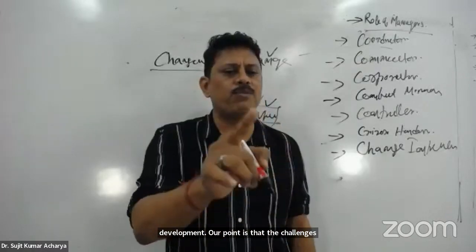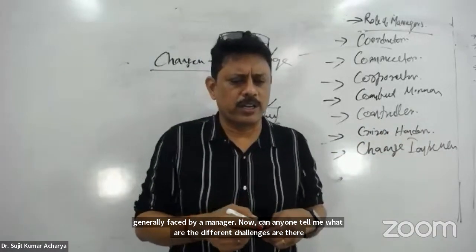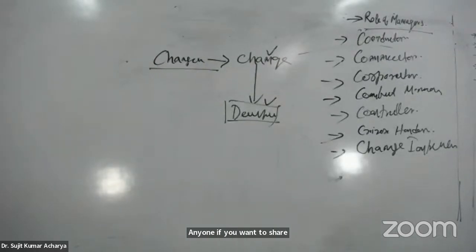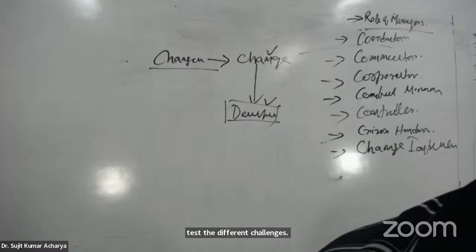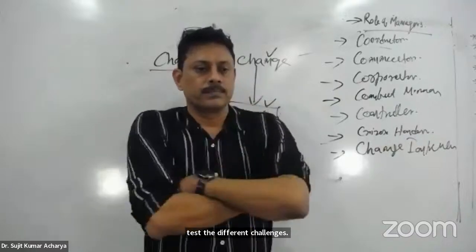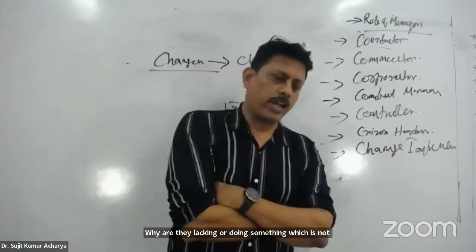Now, can anyone tell me what the different challenges are? Any points? If you want to share, please. A manager has to act in different roles for different critical situations, field conditions and site conditions. They have to face different challenges. A manager has to see the overall sales and performance of the team. Why are they lacking or doing something which is not suitable for them? Okay.